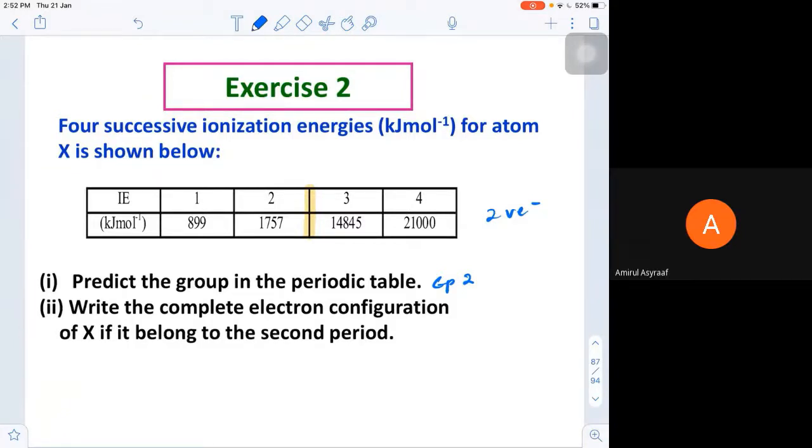What is the complete configuration if X belongs to the second period? Before the complete configuration, what is the valence electron configuration? You said it is group 2, so it is ns2. But the question mentioned it comes from the second period, so you cannot put n. The valence electron configuration will be 2s2. Since the question asks for the complete configuration, we start with 1s. So the complete configuration will be 1s2, 2s2.